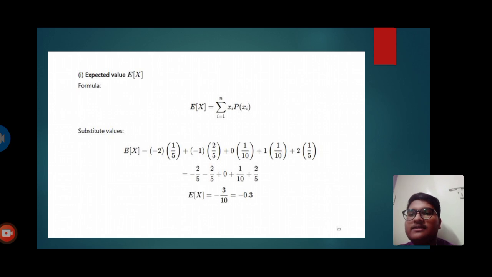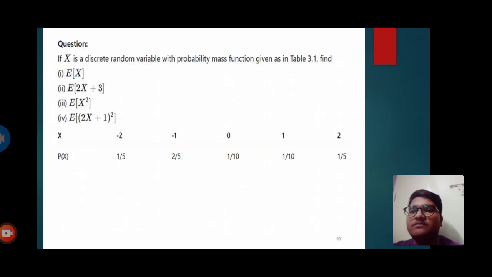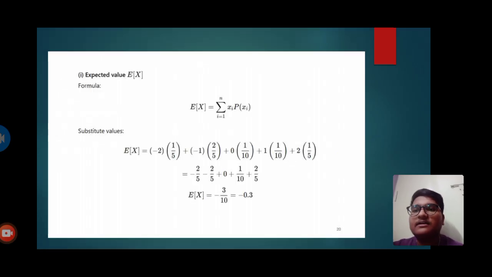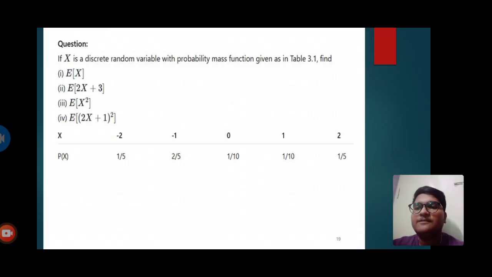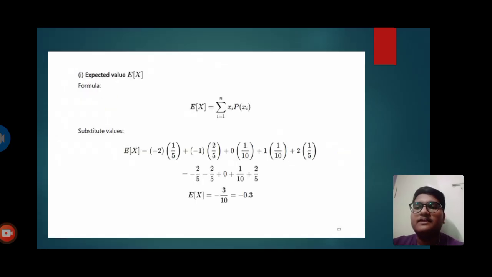Now E of x is equal to minus 2 into 1 by 5. As we know, the first value x1 is minus 2 and the corresponding probability is 1 by 5, so we have multiplied minus 2 into 1 by 5. Similarly, for the value minus 1, the corresponding probability is 2 by 5, so we multiply minus 1 into 2 by 5.